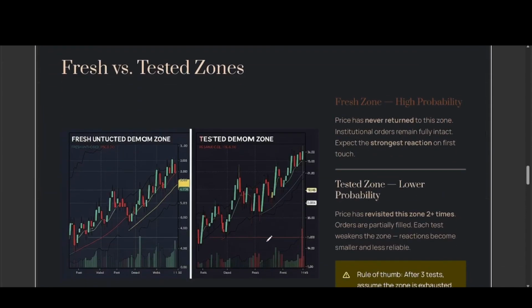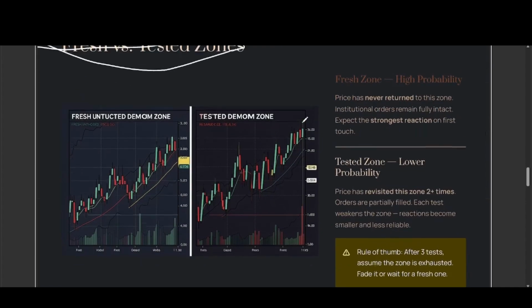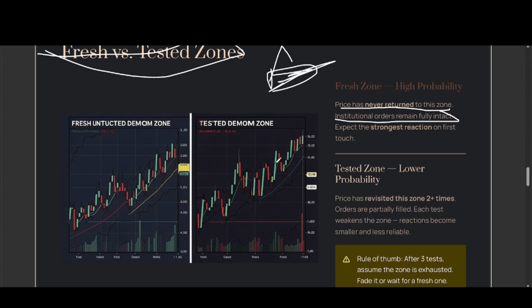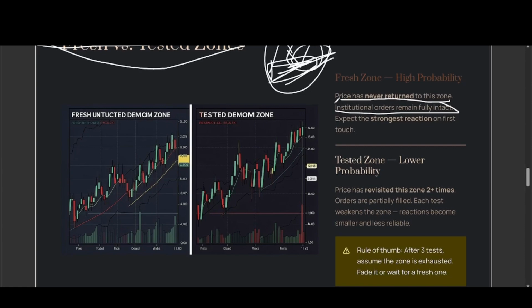Next, a fresh zone versus a tested zone. A fresh zone is one where price has never returned to this zone. Institutional orders are remaining fully intact. Price has gone up from the zone but never returned to it. Here many pending institutional orders are there, and as soon as the first touch comes, you can expect a very strong pull up. So this is what is called a very good demand zone.